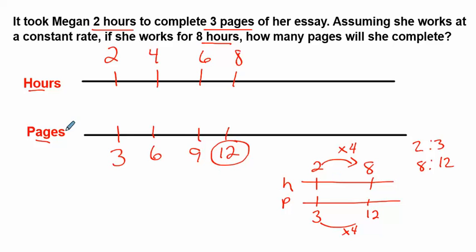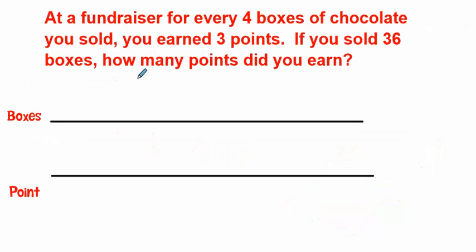All right, let's try one more. I like this. Let's write this one out. So at a fundraiser, for every 4 boxes of chocolate you sold, you earned 3 points. So that's what I'm looking at. 4 boxes of chocolate, 3 points. So let's put that ratio in. Boxes is 4, points is 3. Okay. And it says if you sold 36 boxes, how many points did you earn? So 36 is my boxes.